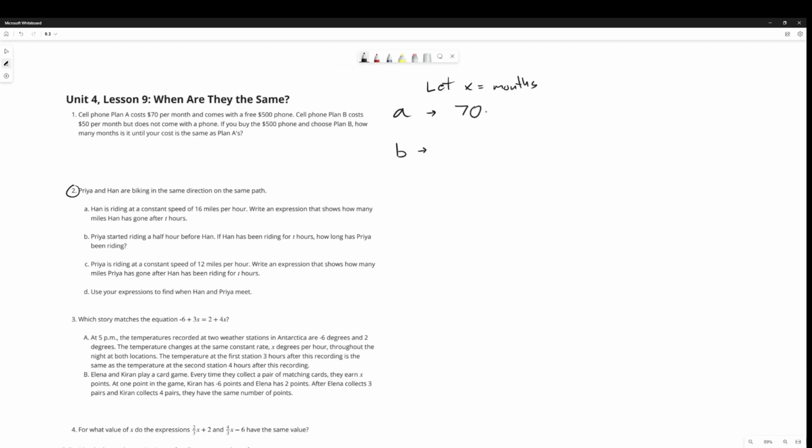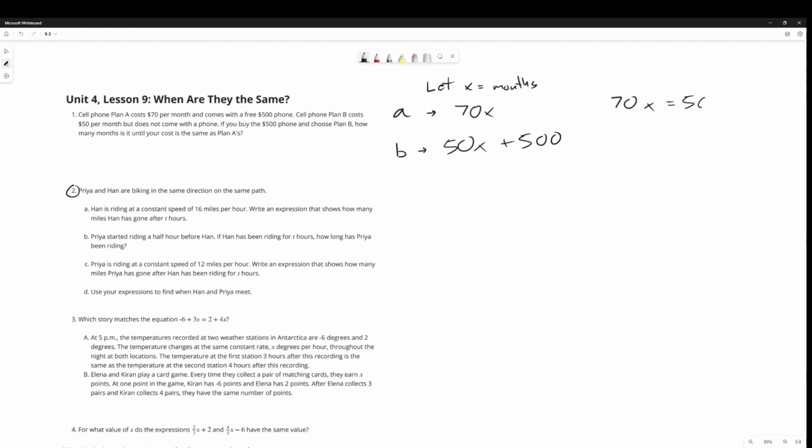So, if we let X equal months, because that's our variable there, our Plan A can be expressed as 70X because it's $70 a month. Plan B is going to be 50X plus the $500 phone because we have to pay for that phone. Then to figure out when these two plans are going to be equal, we need to take the expression for A and the expression for B, make them equal, and then solve for X, which is the number of months.